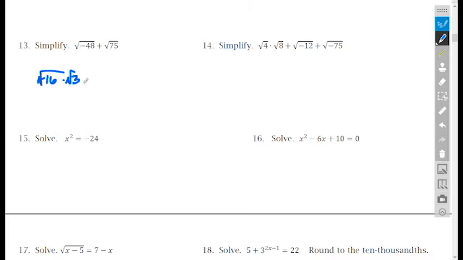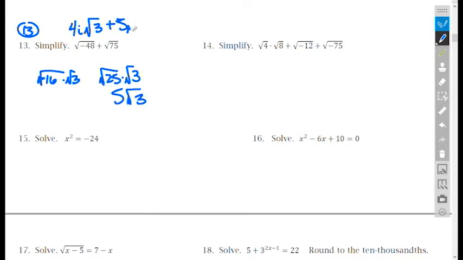Okay, so we can take the square root of 16. Now remember, this is a negative here, so we do need to take the i out. So this is 4i times the square root of 3, plus, and then the square root of 75 can simplify as well because it's 25 times 3. So that's 5 times the square root of 3. So we got 4i square root of 3 plus 5 square root of 3.